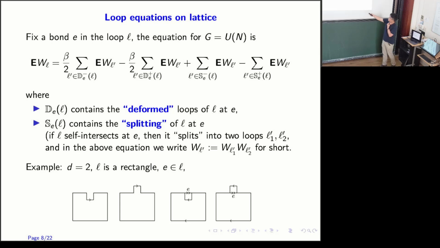What is deformation of L at E? Well, for example, if L is a rectangle, then I can deform the rectangle at E. There are 2D, there are 4 types of deformations. You can deform inward or outward, right? You can also deform in this way, but you can also say, well, I go to the E, but I turn around the plaquette and then go again. So in this way, E is passed twice.